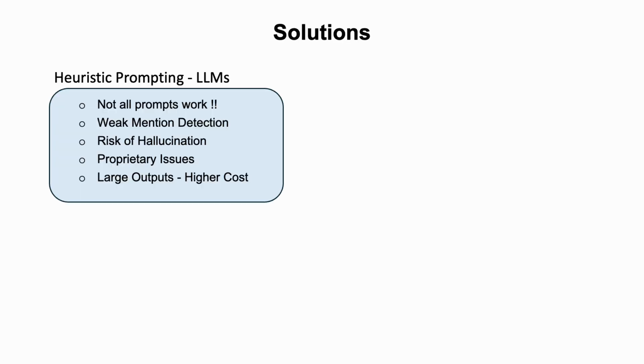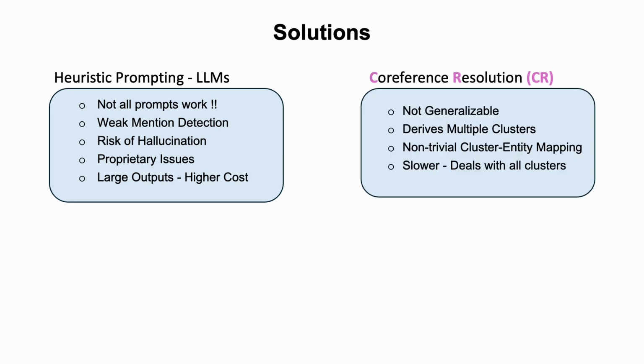So, what are the solutions to track occurrences of specific entities required for the applications discussed? Heuristic prompting is promising but poses challenges including extensive prompt engineering with weak mention detection in coreference resolution, hallucination with larger text, proprietary complications, and the rising costs with larger outputs.